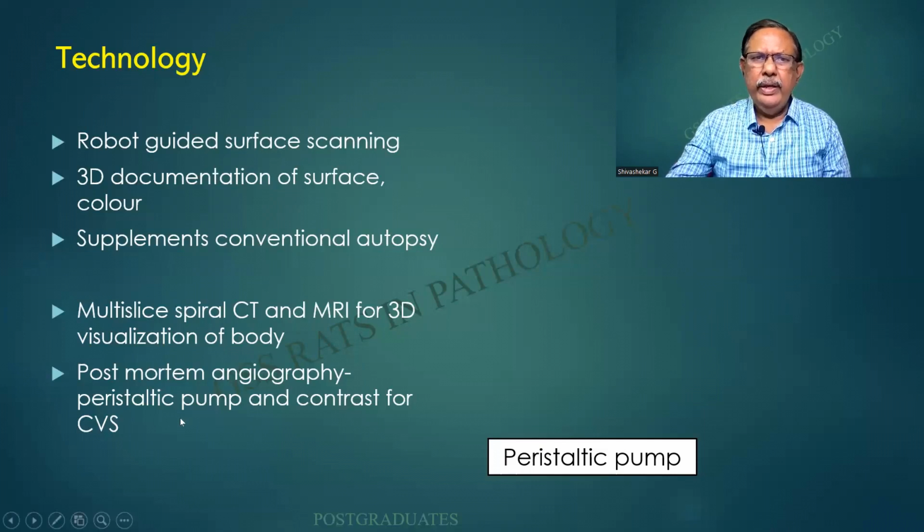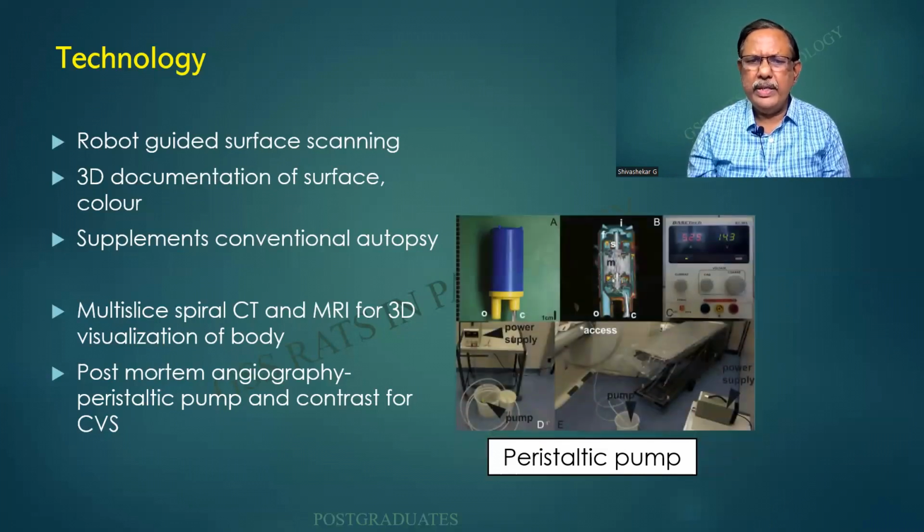Postmortem angiography can also be done by means of a peristaltic pump. A peristaltic pump is one that keeps on contracting so that whatever material you need is pumped into either the cardiovascular system or the GIT or whatsoever, as you people can see over here. So this is a peristaltic pump. You can have it in a normal cardiology intensive care, or you can have it in the autopsy room as well.